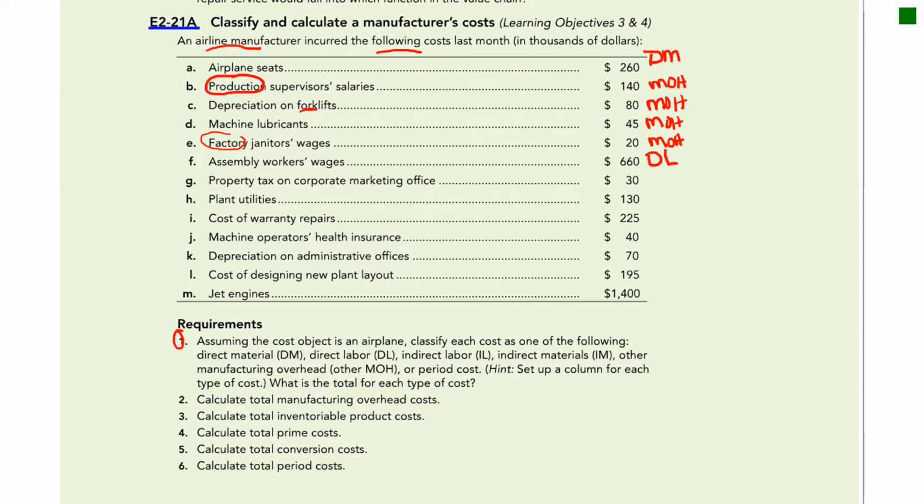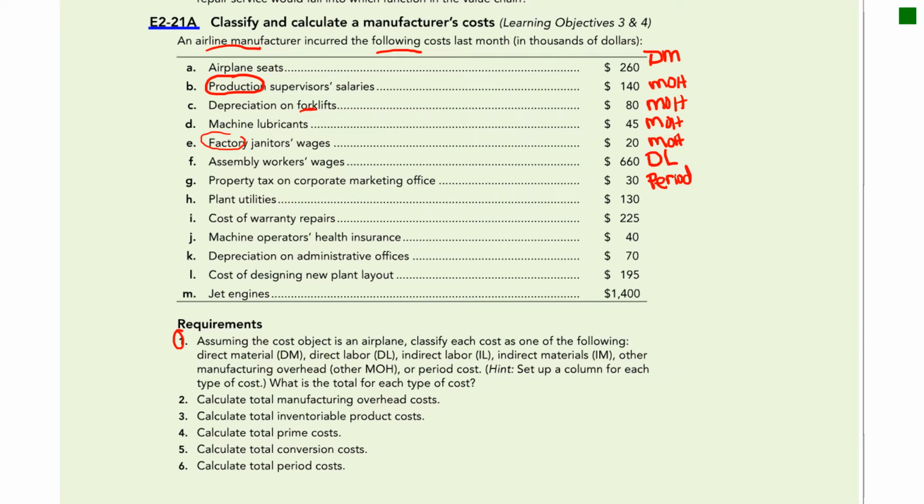That's again product costs. So again, A through F, these are all product costs, and I'm just identifying specifically where they would go. Now, even though this problem wanted you to break it down between indirect labor, indirect materials, and other overhead, it really doesn't matter because it's still overhead. Letter G, property tax on the corporate marketing office. Guys, that's a selling expense, so that would be a period cost. So remember we talked about this, general selling and admin is always period.